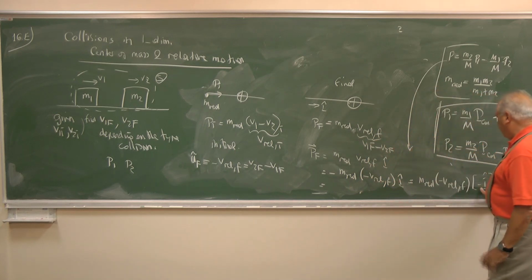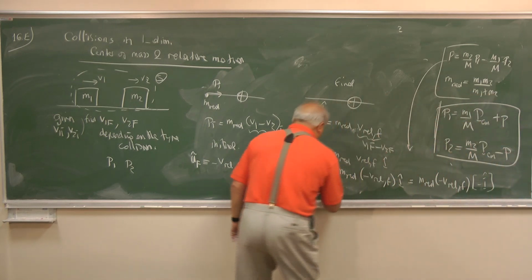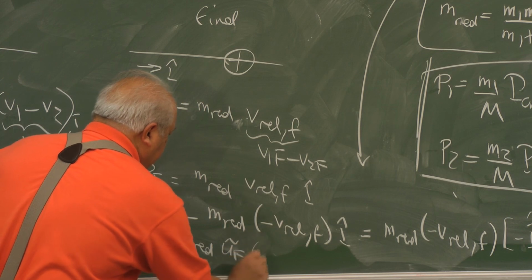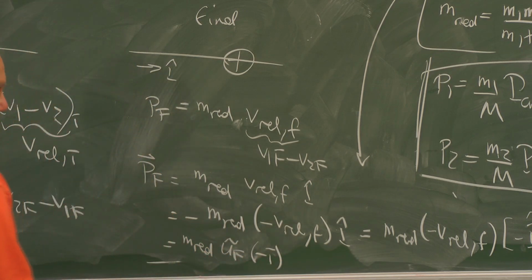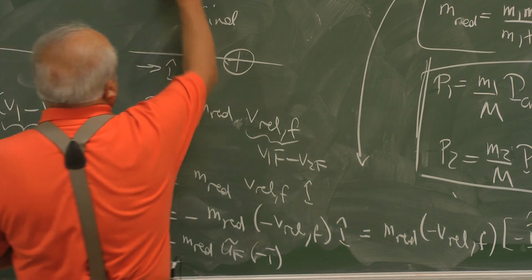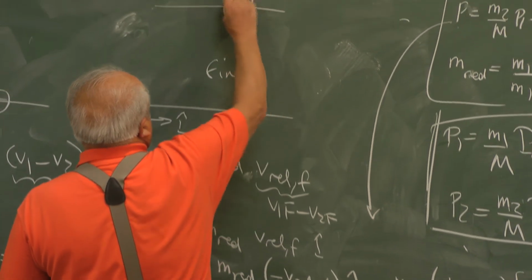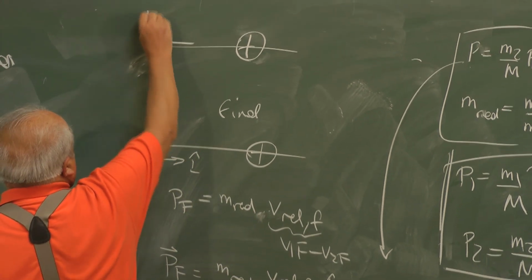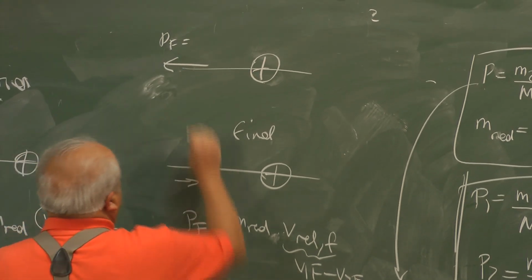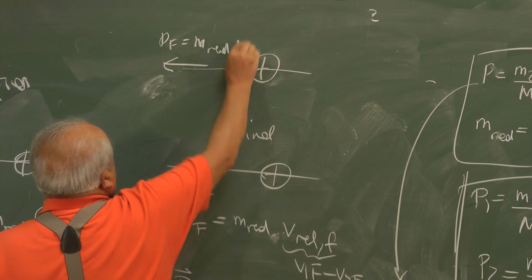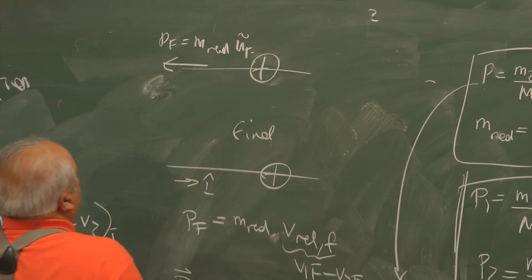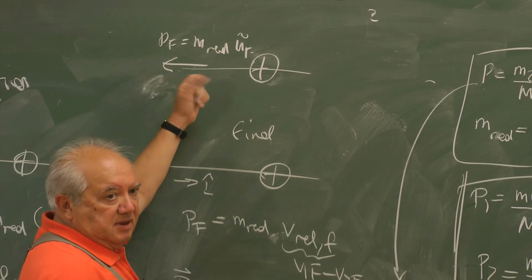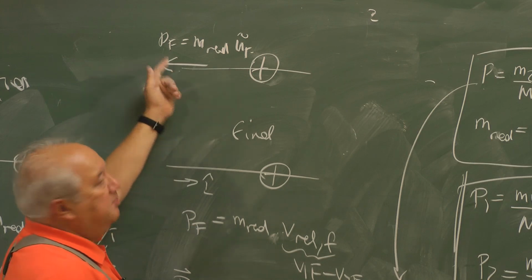Okay. So this is equal to M reduced UF tilde minus I. What happened? I brought it to this form. Minus I looks to the left, so it is this way. PF is equal to M reduced UF tilde. That means if UF tilde is positive, PF looks to the left. If UF is negative, then PF looks to the right.